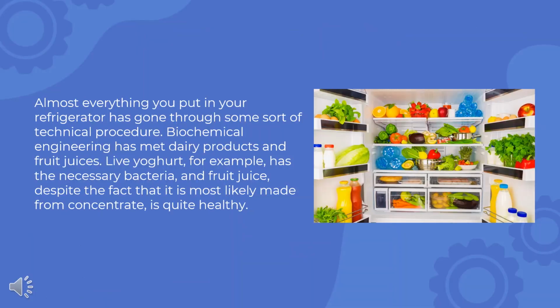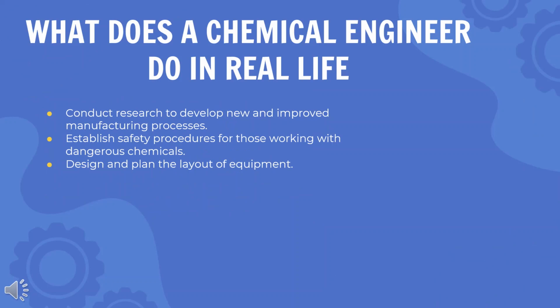Almost everything that you put in your refrigerator has gone through some sort of technical procedure. Biochemical engineering has made dairy products and fruit juices. Live yogurt, for example, has the necessary bacteria, and fruit juice, despite the fact that it's most likely made from concentrate, is quite healthy. So what does a chemical engineer do in real life?